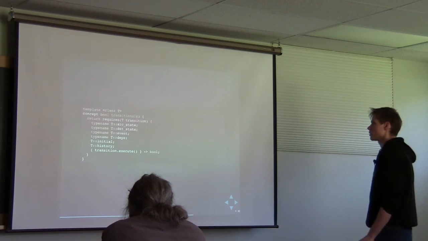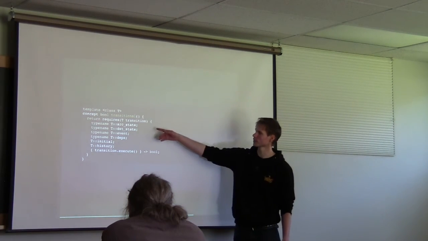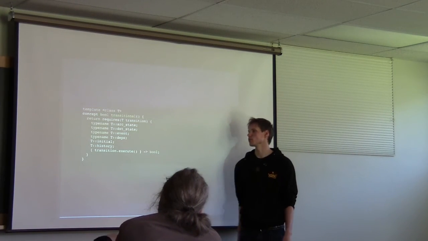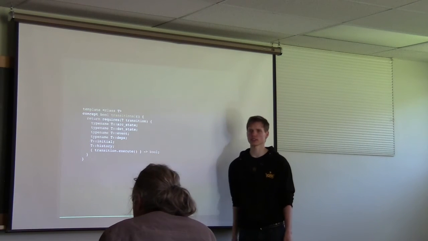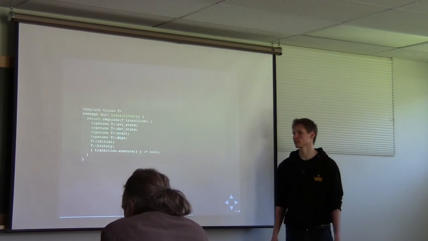So that's our concept for the transition. We need to have all this information, as well as the execute method, which will be called afterwards. The initial state and the history are just additional, in order to verify whether we have an initial state or a history state.